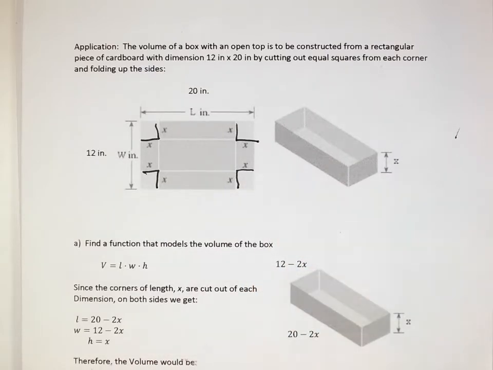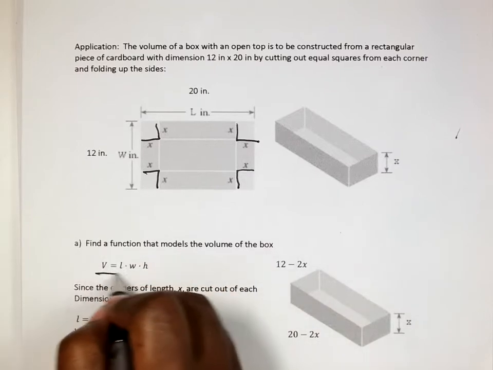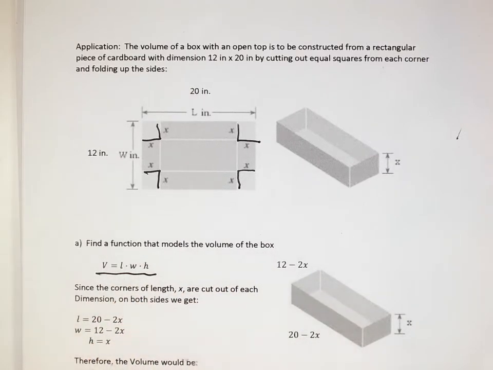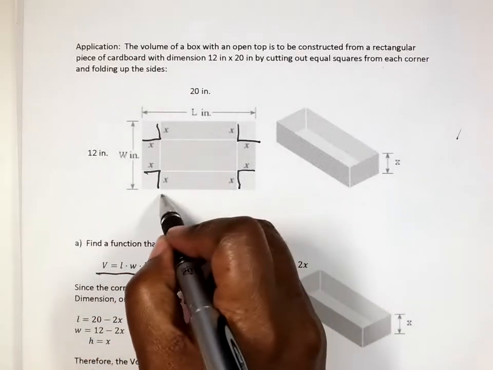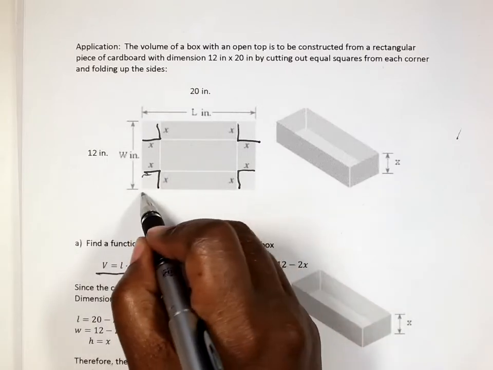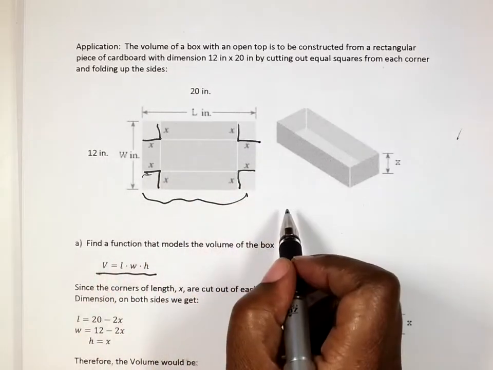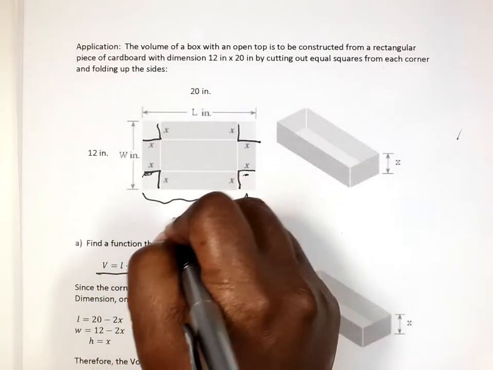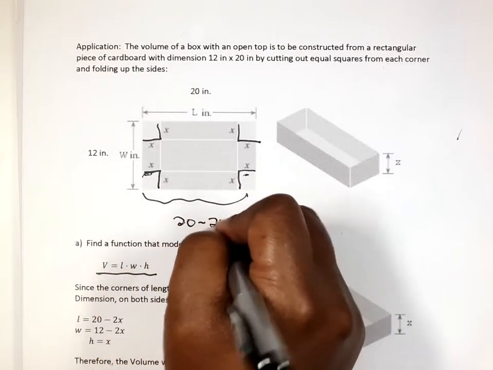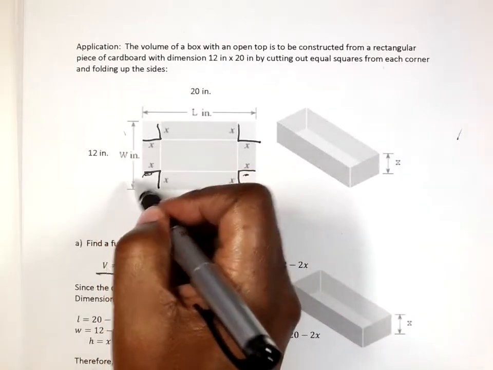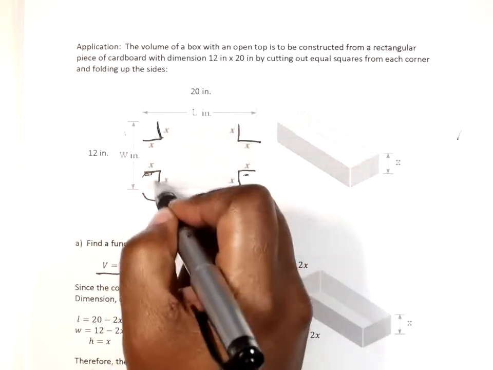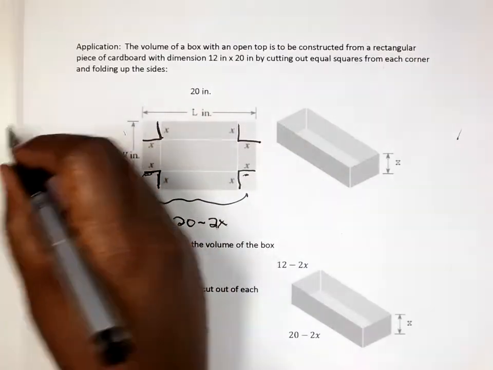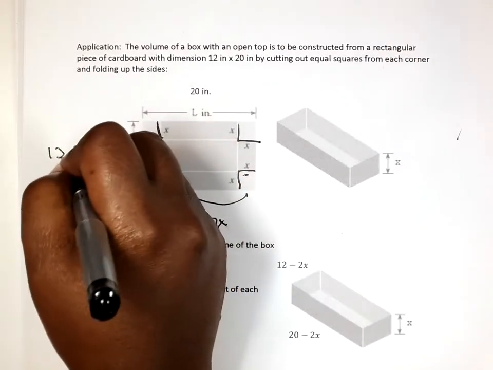And the first thing we want to do is find the volume. So we know volume is length times width times height. So once you cut out these corners, this dimension that was 20 inches, we cut out x from this side and x from this side. So now it's going to be 20 minus 2x. Here it was 12, but again, we cut out x from this side and x from this side. So this dimension is now going to be 12 minus 2x.